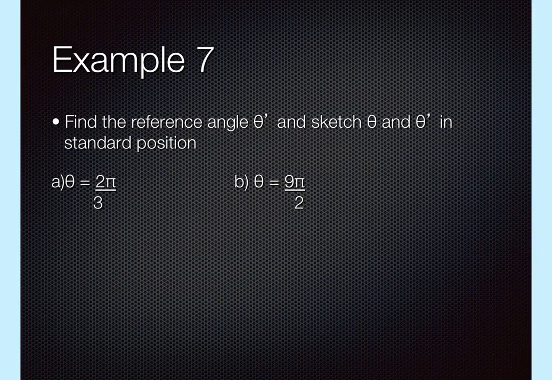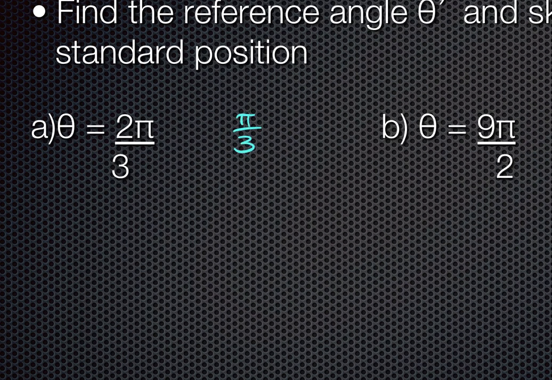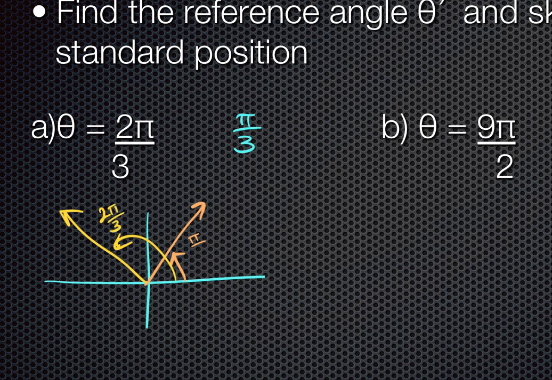All right. Find the reference angle, theta prime, and sketch theta and theta prime in the standard position. What's the reference angle to 2 pi over 3? Pi over 3. So if I wanted you to sketch both, pi over 3, first quadrant, 2 pi over 3, second quadrant. Your reference angle should always be in the first quadrant because it's always going to be pi over 2 or less than pi over 2.